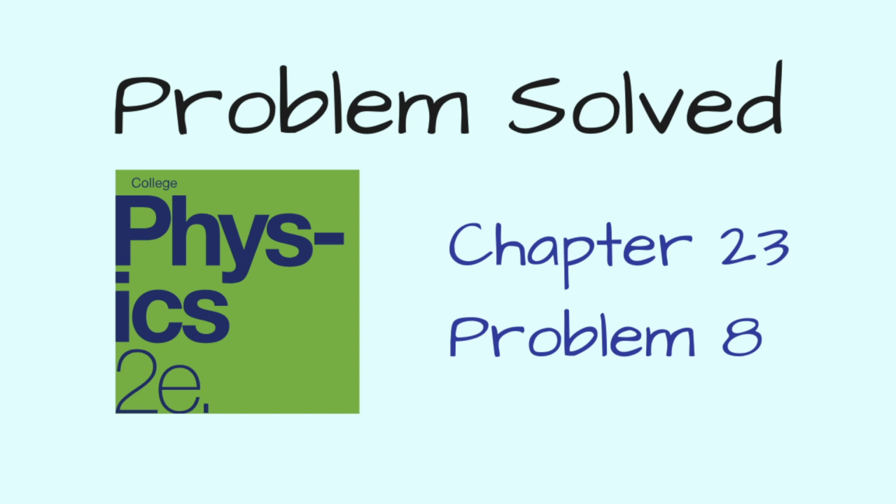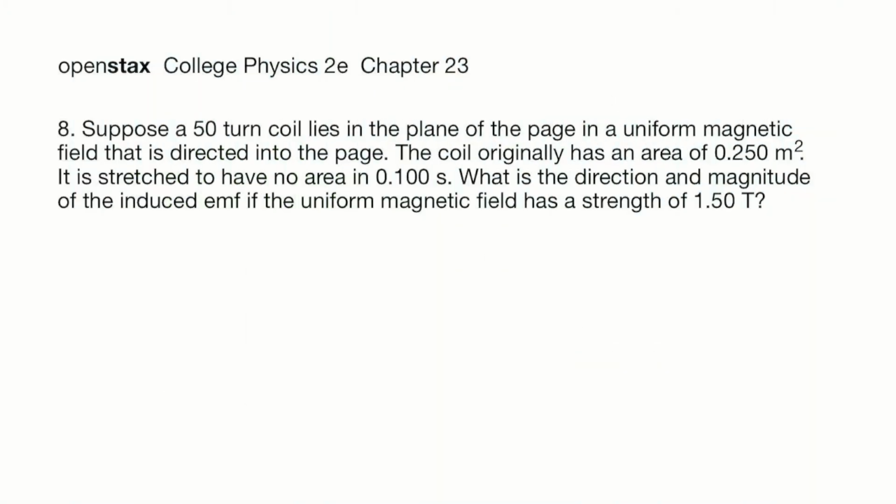Welcome. In this video, we are going to take a look at problem 8 from chapter 23 of College Physics 2E by OpenStax. In this problem, we have a coil and a uniform magnetic field. We know the field is into the page. We know the coil is in the plane of the page.